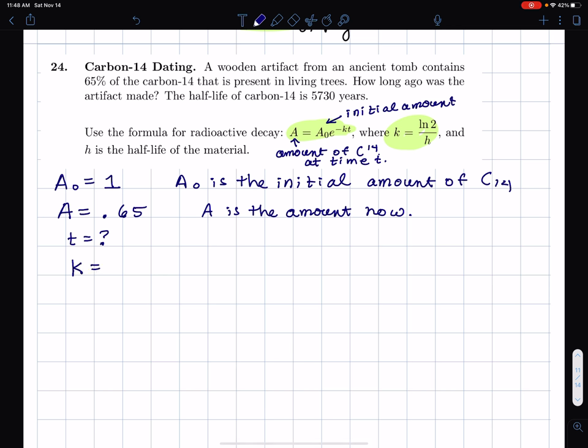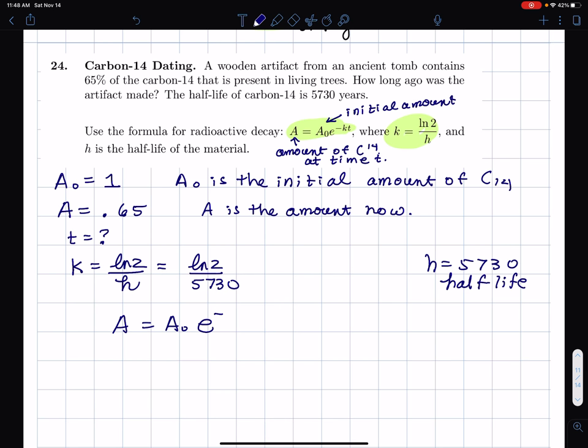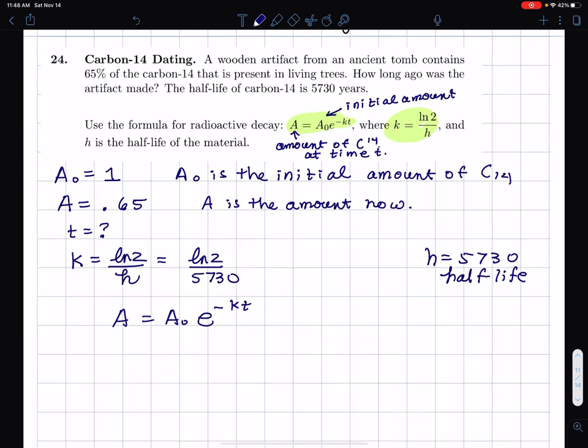Now K is equal to ln2 divided by H, and H is equal to the half-life. So therefore, this is ln2 divided by 5730. So if I take my equation here, which is the amount of carbon-14 is equal to the initial amount, A0, times e to the negative KT, let me just go ahead and write it like that. Negative KT. Let's start with that.